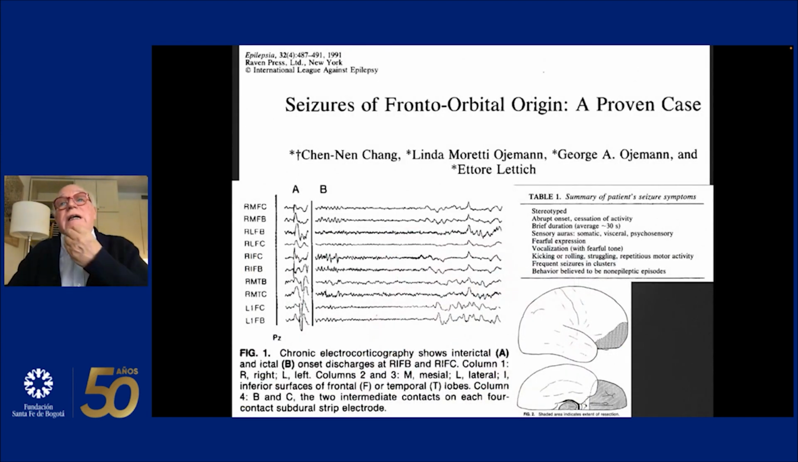Traditionally, it has been considered as being orbitofrontal. And that came from some very good observations, for example here of Hodgman, describing a proven case of frontal orbital origin with fearful expression, vocalizations, kicking, rolling, exactly what we saw. And he could do an electrocorticography, and he removed the anterior and ventral part of the prefrontal cortex, and the patient was seizure-free.